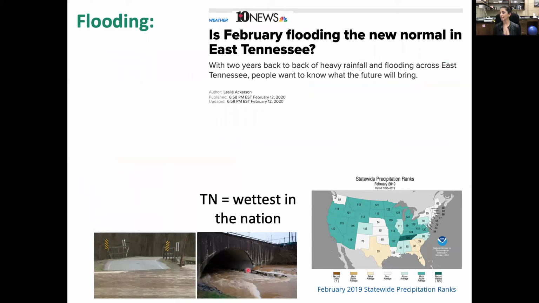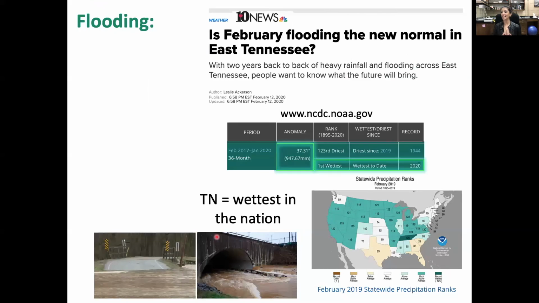We can take a look at here in February 2019 statewide precipitation ranks. Guess who was number one? Tennessee. We saw so much rain that many of us in our streets, around our homes, saw scenes that looked very much like this, completely washed away streets and roads, inaccessible at times. And we can take a look at the data and see just how wet we have been.